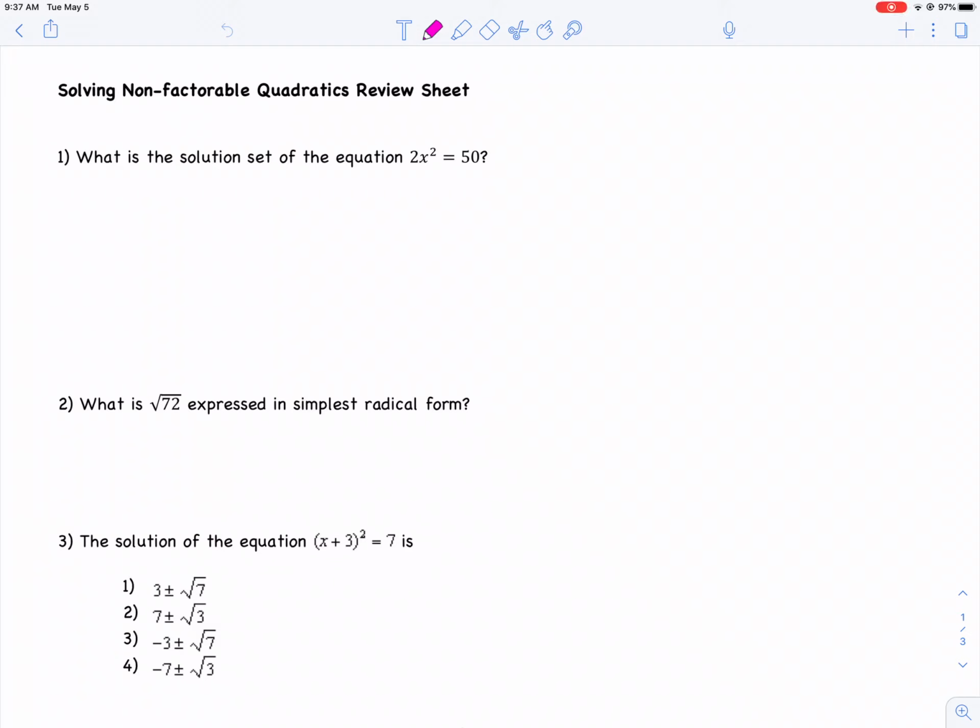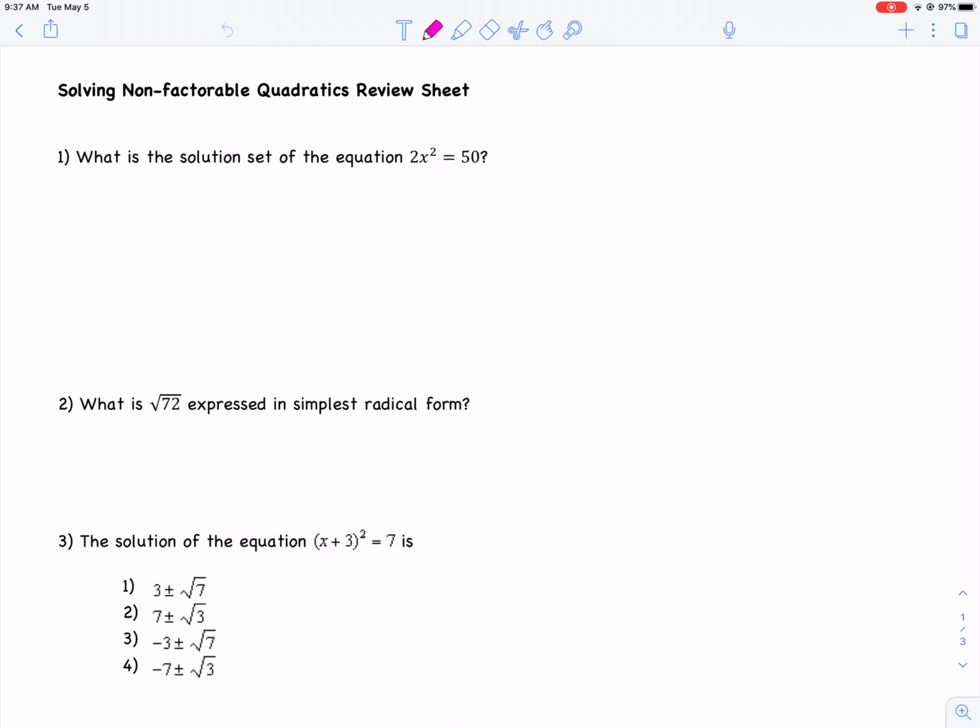Okay, guys, I am going to show you your review sheet solutions. I will, of course, post your answer key in Google Drive. So I want you to take a look at number one. I'm going to try to explain to you what I'm doing and why I'm doing it.